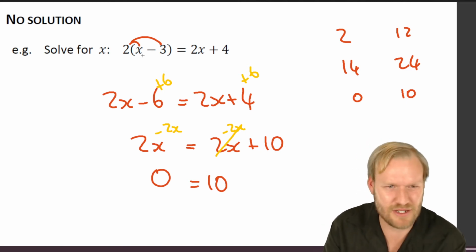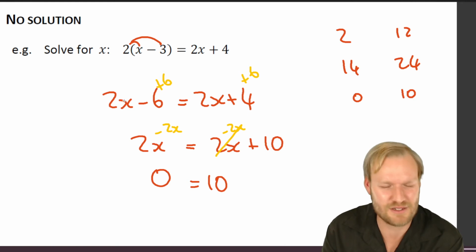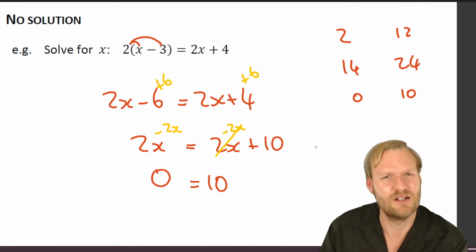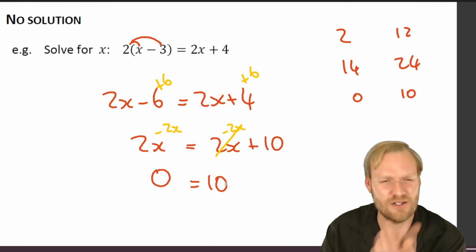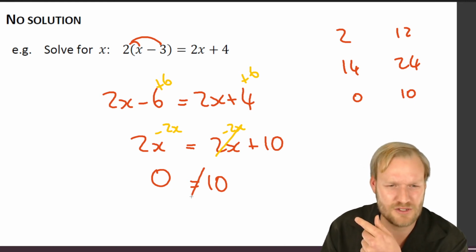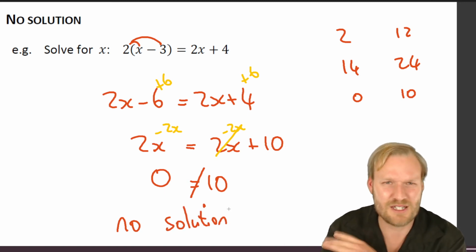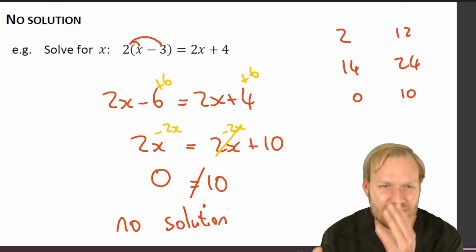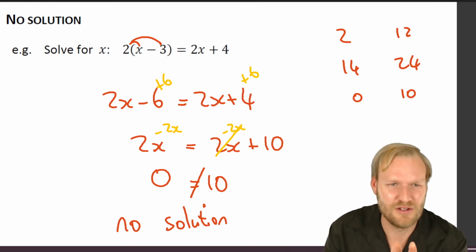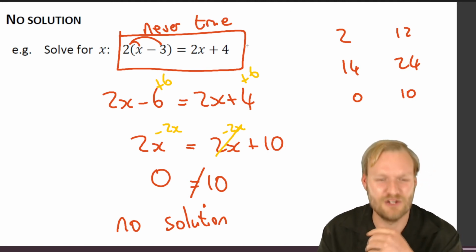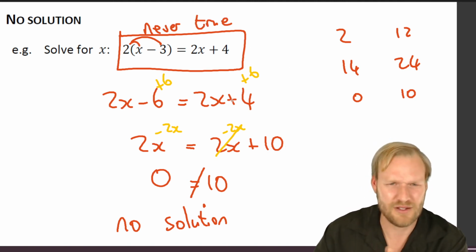Is 0 ever going to equal 10? It doesn't matter what x is. Put x as 100. Put x as minus 3. Put x as 7,421,708. No. 0 is not going to equal 10. So because that's not going to equal, we're going to say there's no solution. In other words, it doesn't matter what value you make x. This is never going to be true. This equation is never true for any real value of x. It's never going to work.